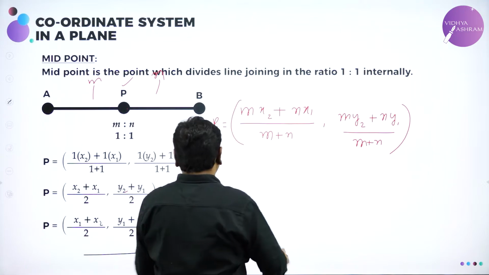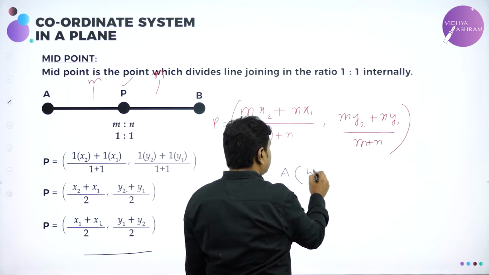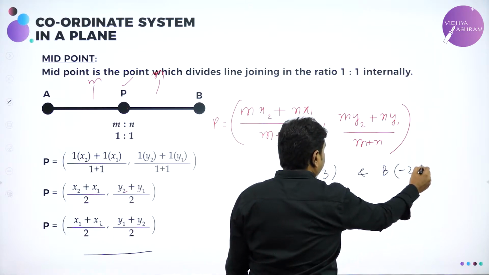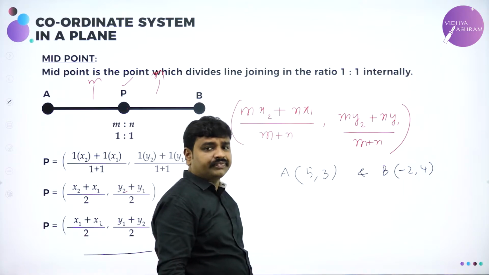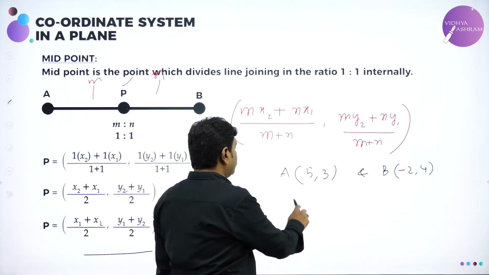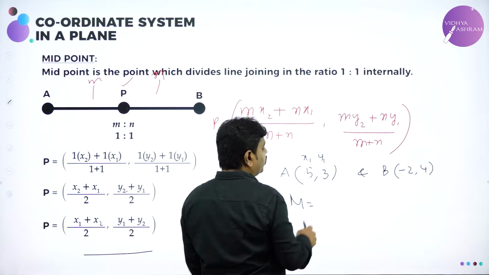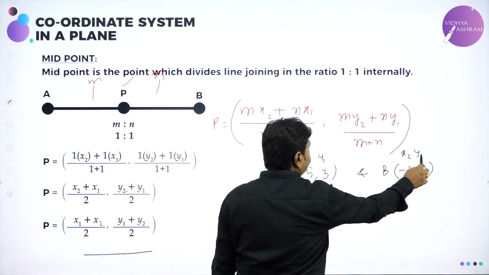So now we'll take a simple problem. If A is (5, 3) and B is (-2, 4), I want you to find the midpoint of the line joining A and B. So what is the formula for midpoint? Midpoint is x1 plus x2 by 2, y1 plus y2 by 2. First point we call x1 y1, second point we call x2 y2.